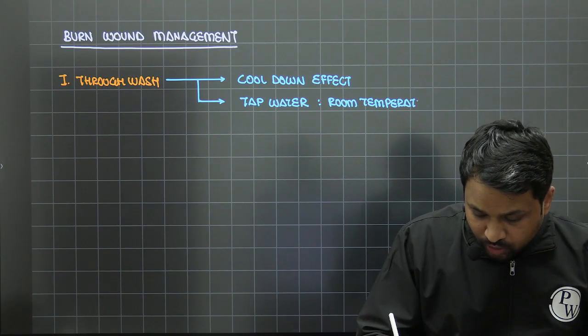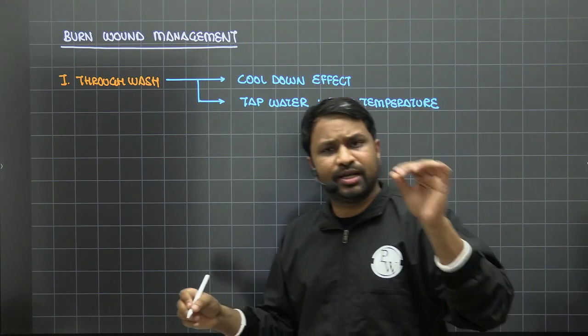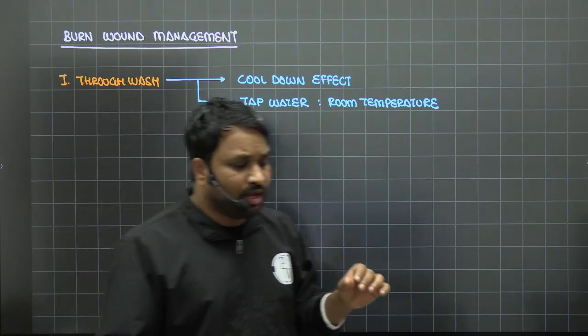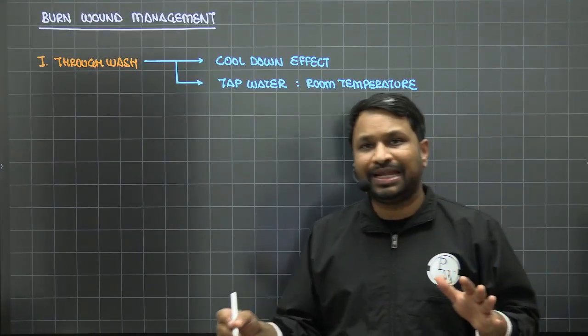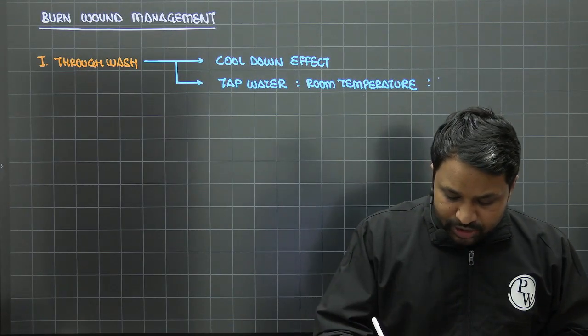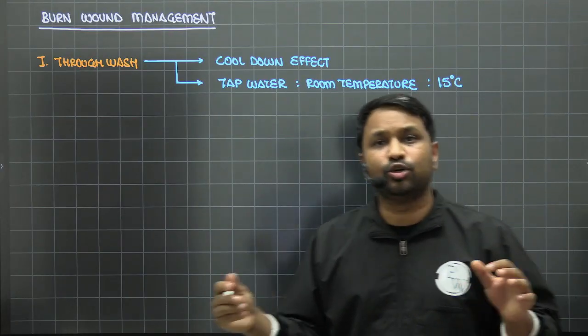always be found at a room temperature. Room temperature tap water is good enough to create a cool down effect. But there is a small disparity when you read Bailey, in this room temperature, they've mentioned as 15 degrees Celsius. That is a European room temperature.